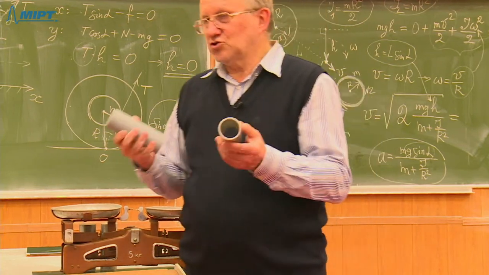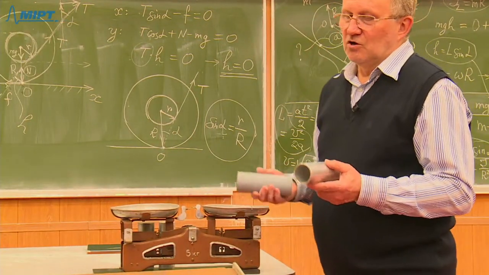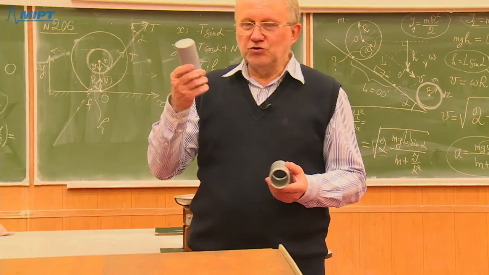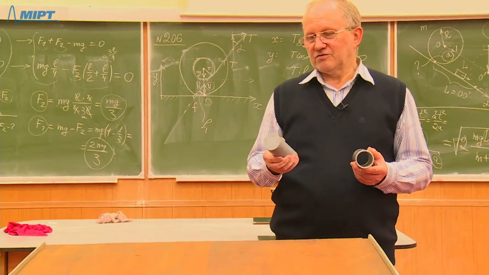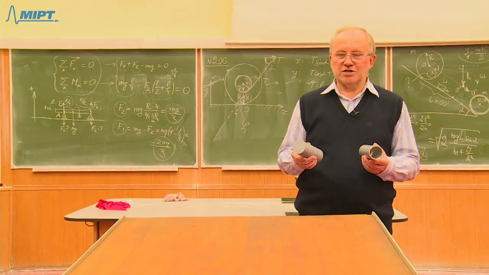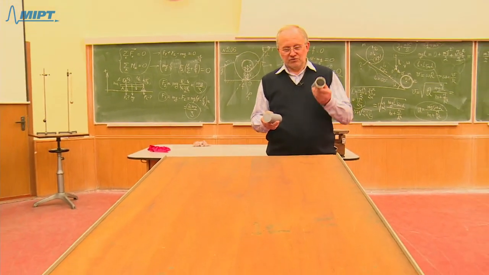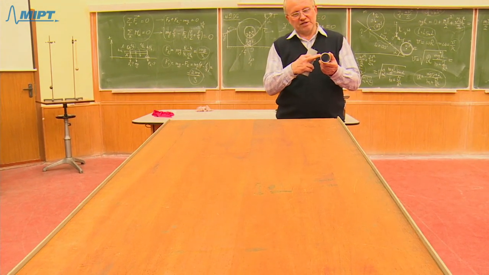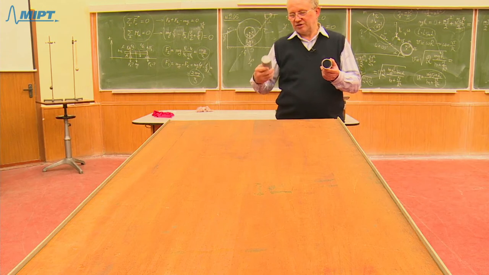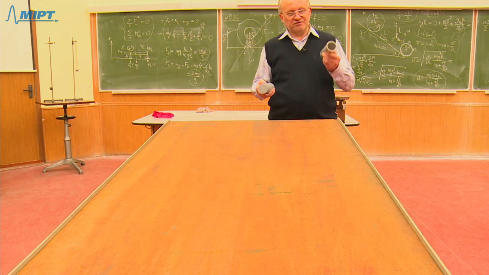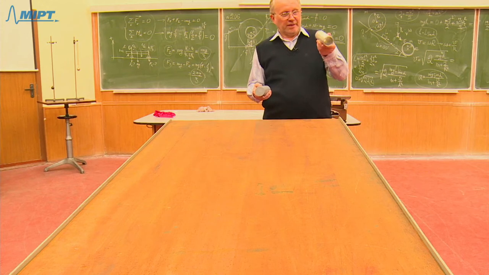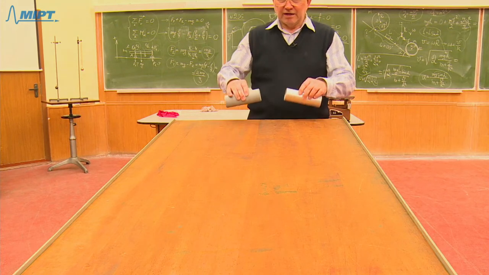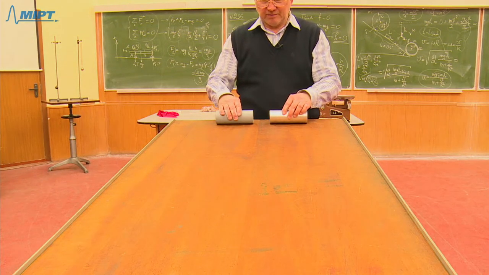So what do we know from the solution of our problem? We know that the cylinder with uniform distribution of mass must have larger acceleration. And for this body, the mass is the same, but the moment of inertia is different. Moment of inertia of this body is twice the moment of inertia of the uniform cylinder. And so if the moment of inertia is larger, the acceleration of this cylinder, of this empty body, will be smaller. Now I will try to demonstrate this.